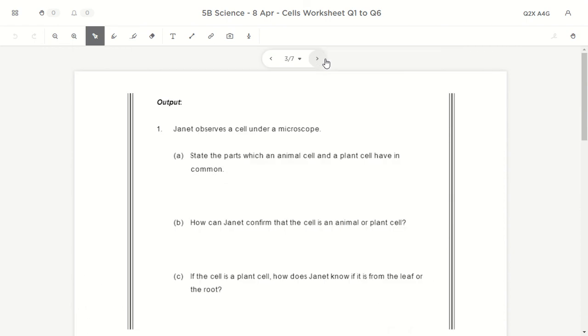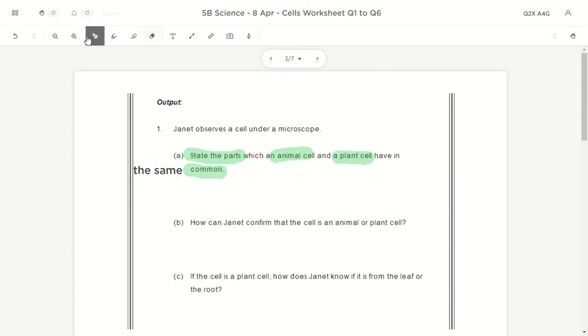Right, so let's say I have a cell and I don't know whether it is a plant or animal cell. How am I going to tell the difference? So let's answer the question. Let's highlight important parts. State the parts where the animal and plant cell have in common. What does it mean by common? Common means the same. They have the same parts. Okay, so if you don't know what is common, common means the same. Remember I said I want you to highlight, I want you to write notes.